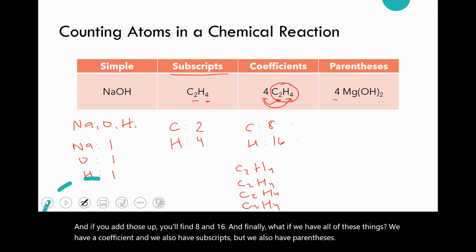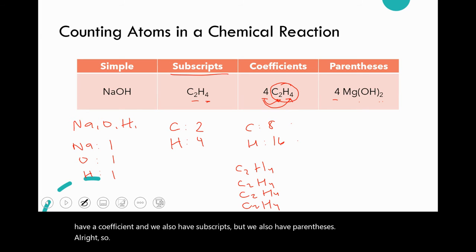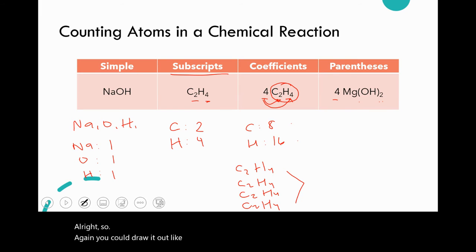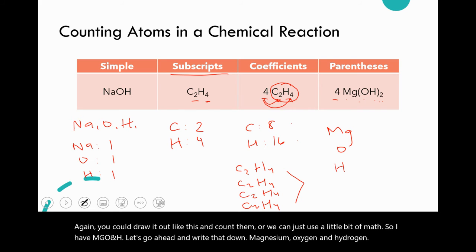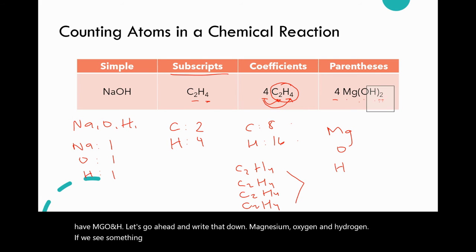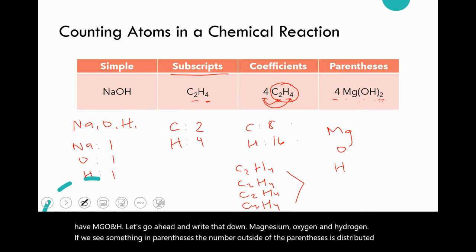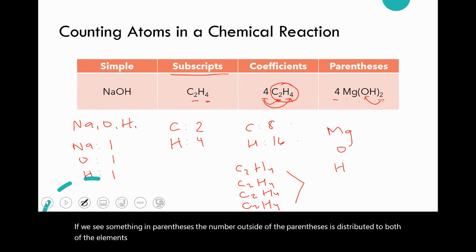All right, so again, you could draw it out like this and count them, or we can just use a little bit of math. So I have Mg, O, and H. Let's go ahead and write that down. Magnesium, oxygen, and hydrogen. If we see something in parentheses, the number outside of the parentheses is distributed to both of the elements within the parentheses. So that means I have 2 oxygens and 2 hydrogens. I'm going to go ahead and write that down.